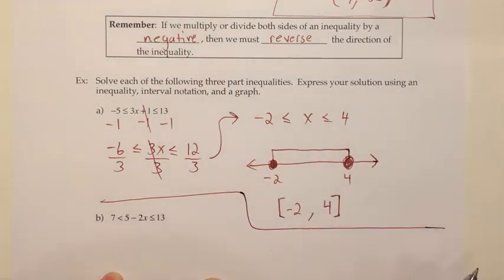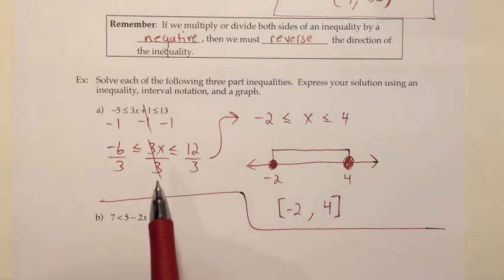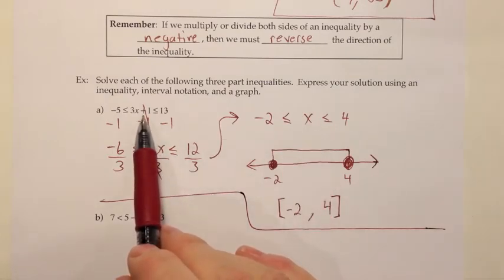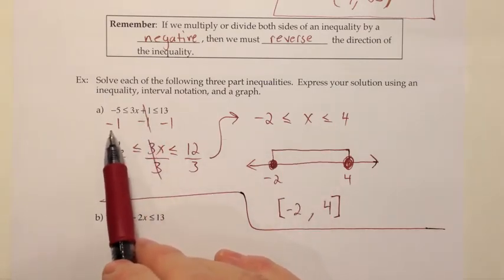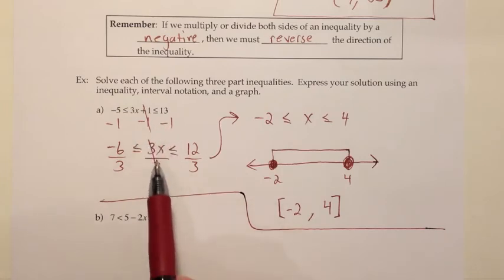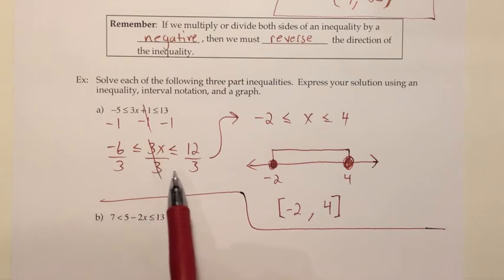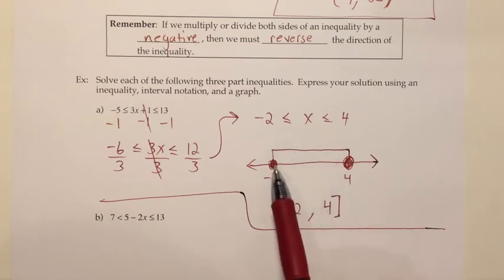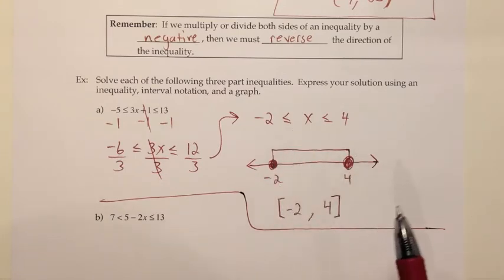So that's how you would solve a three-part inequality. Your goal is to get the x by itself in the middle. You think about it the same way. If you want to get rid of a plus 1, subtract 1, but do it from all three parts. You want to get rid of that 3 times in front of the x, divide by 3, but do that on all three parts. And then typically when you go to graph one of these, since the x is in between those values, your graph will be drawn in between those values.